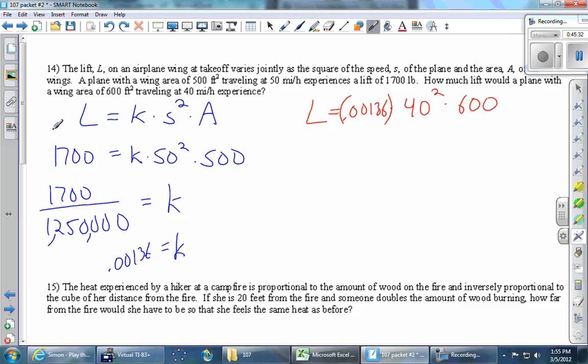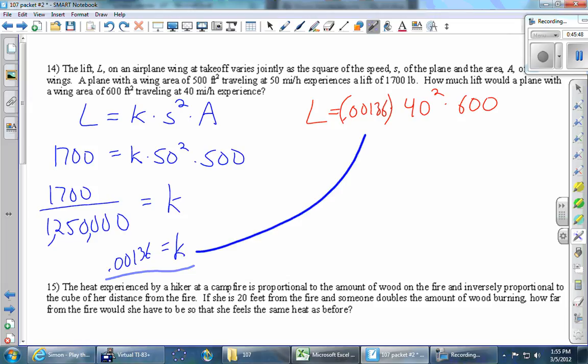Good question. Varies and proportional are the same. Yeah, they're synonyms. So we plug in the known numbers and we do whatever we can to find K. And in this case, K is a really small number, 0.00136.